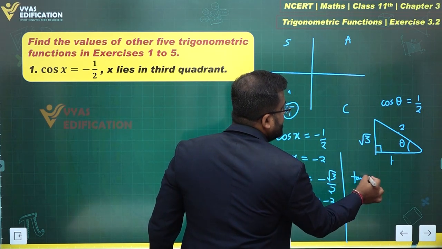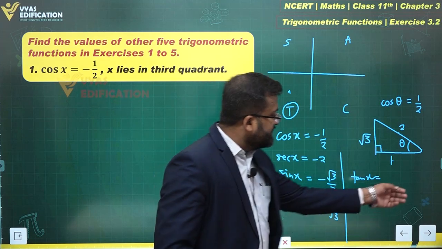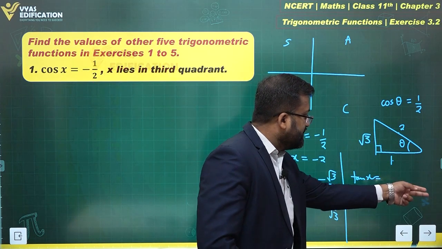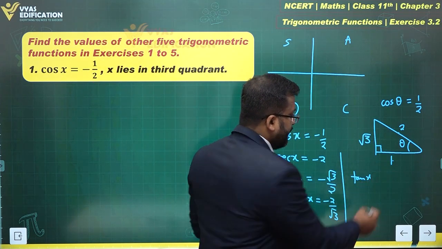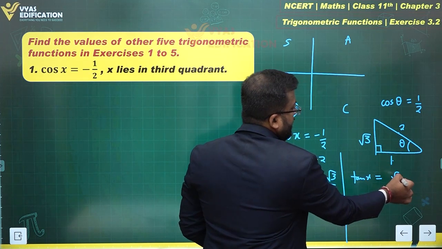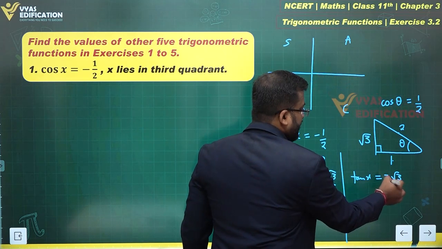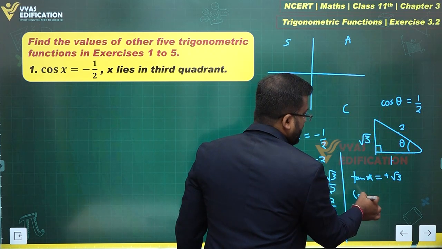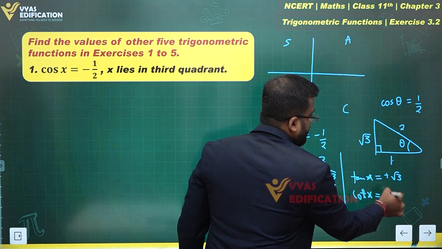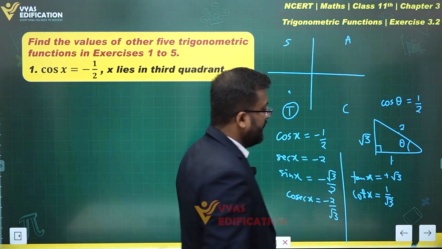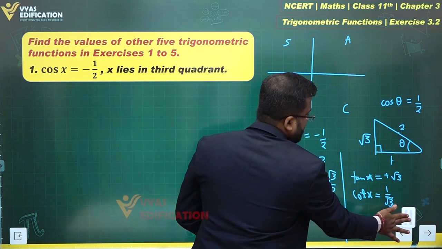Tan x will be simpler. What is tan x equal to? Tan x over here, as you may clearly observe, would be equal to root 3, but with a plus sign, because this lies in the third quadrant. Tan x is plus root 3 and cot x is 1 by root 3. This is what you get.